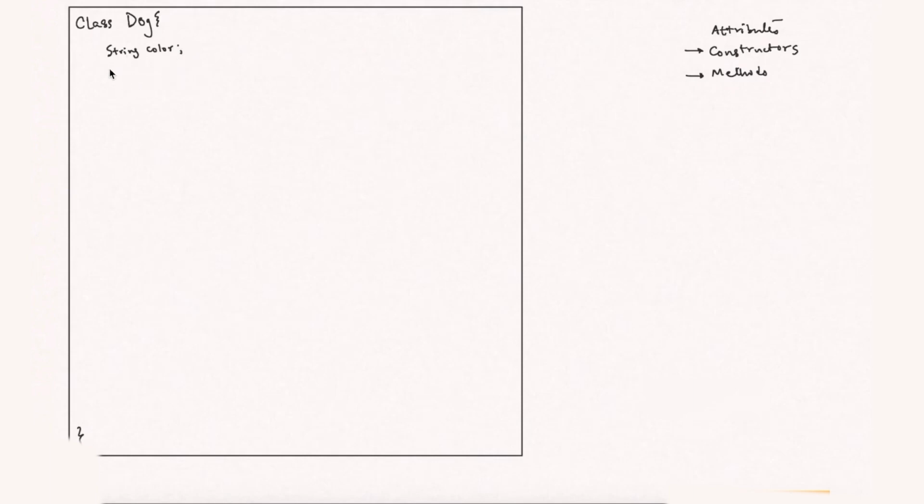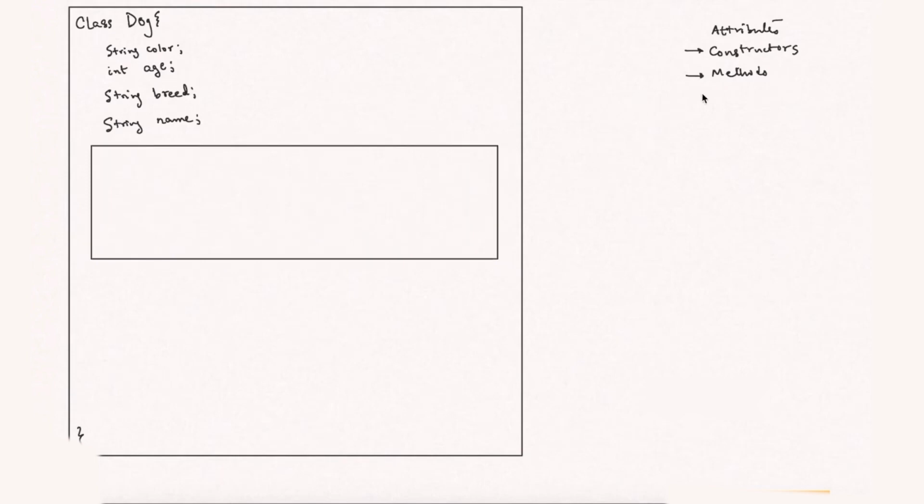Secondly, it might have an age, and age would be integer, right? So we can have age. And thirdly, it could have breed, right? So breed would be a string, and we can write breed as a string variable or a string attribute. Now we can also give it a name, and that would be a string as well. All right. Now this part would be reserved for the constructor, and we'll talk about constructor in a bit.